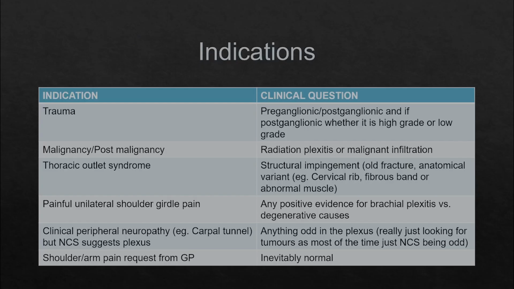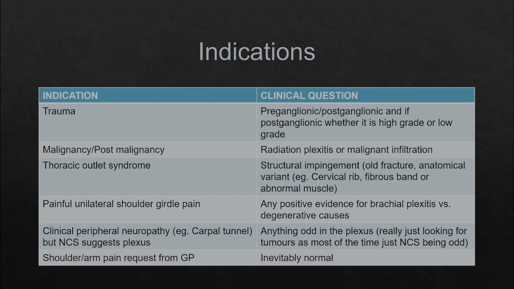When it comes to indications for brachial plexus imaging, the most common indications I receive fall into 6 categories. The first and most common is trauma, and this is usually from A&E or plastics. And the question in these settings is usually between preganglionic or postganglionic injury, and whether the injury is low or high grade, because the patient has presented with weakness after an injury. The second most common is malignancy or post-malignancy, and whether there is any malignant infiltration of the plexus, and whether this is related to previous radiotherapy or not. These are not always easy pathologies to distinguish, and we will go through this on a later slide.